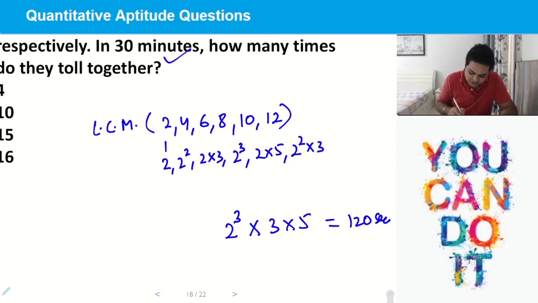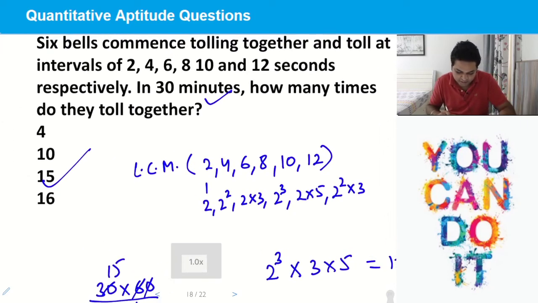So 30 minutes is what? 30 minutes is 30 into 60 seconds divided by 120. So 0 and 0, 2 and 15. So the answer is 15 times.